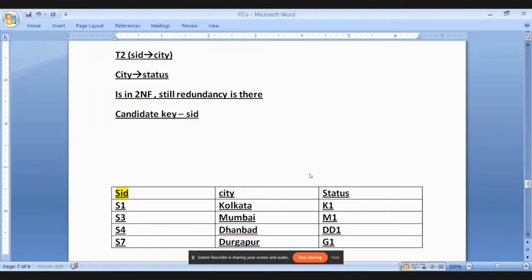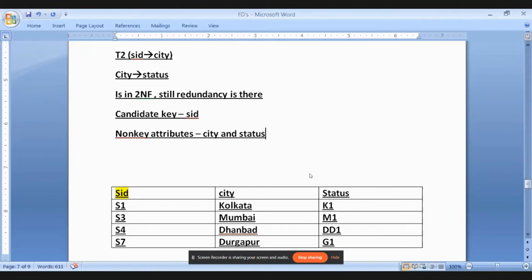Sorry, it is a candidate key itself. And who are the non-key attributes? City and status. Non-key attributes are city and status.